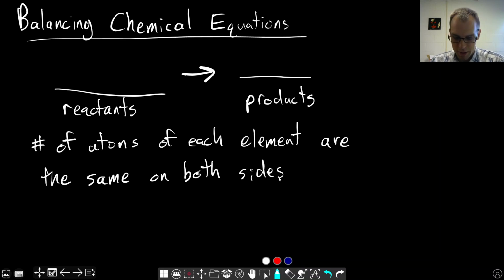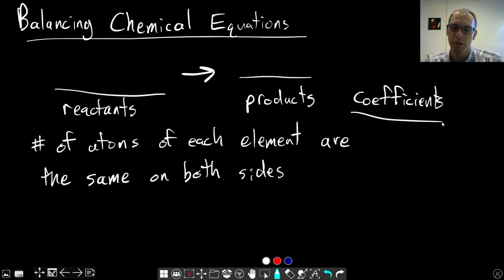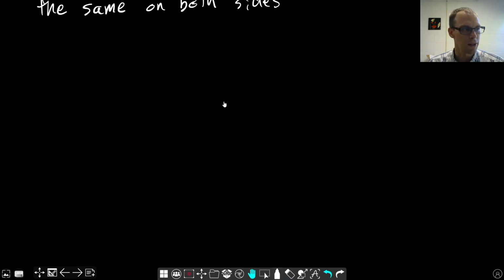Now, the way we do this is by adding coefficients before our compounds or our molecules that are reacting, to make sure that we know the proper ratio of our products and reactants that are involved in our chemical reaction. I think the best way to explain this is through an example. So let's go ahead and do an example from the book and see how we go about this process.